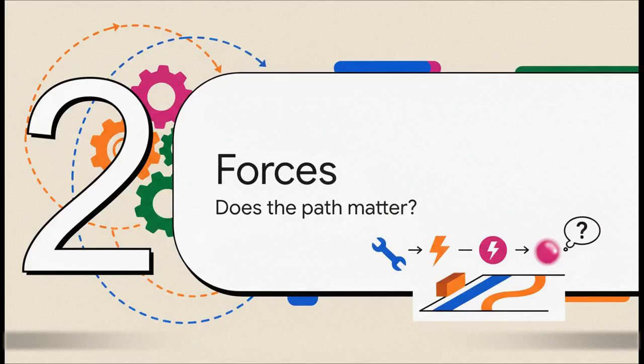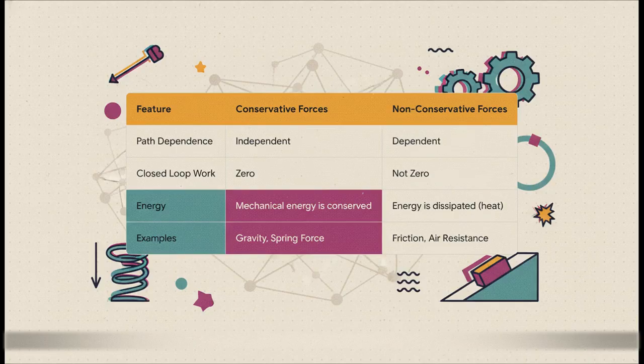All right, let's talk about the forces that are actually doing all this work. They basically come in two flavors, and knowing the difference between them is, well, it's everything. The big question you have to ask is, does the path I take matter? This table lays it all out. For conservative forces like gravity, the path doesn't matter at all. It just cares about where you start and where you end. But for non-conservative forces, like good old friction, the path is everything. The longer you drag something, the more work friction does. And this is the key: mechanical energy is only conserved when you're dealing with only conservative forces.